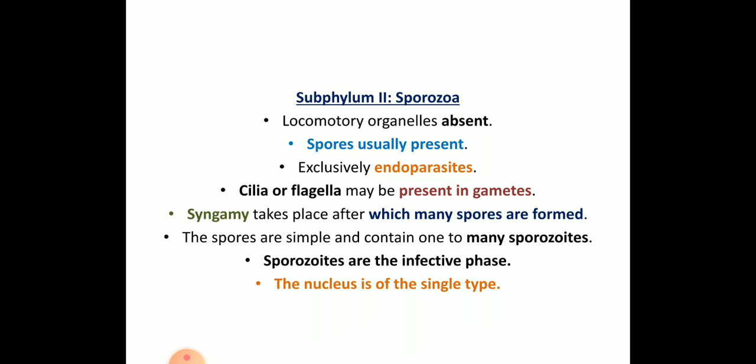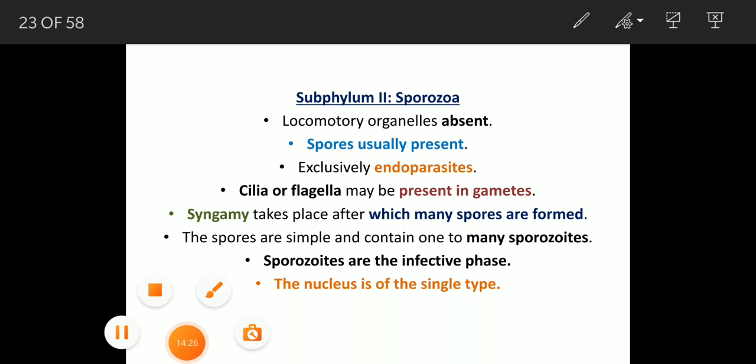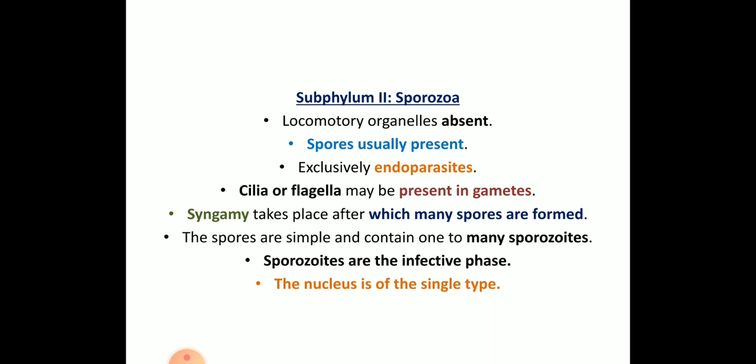So next, coming to subphylum, that is Sporozoa. Here the locomotory organelles are absent, and spores are usually present. So that is why the name Sporozoa. And they are exclusively endoparasites, means they are mainly present within the body, and cilia and flagella are mainly present, and hence they help in the gamete movement also.